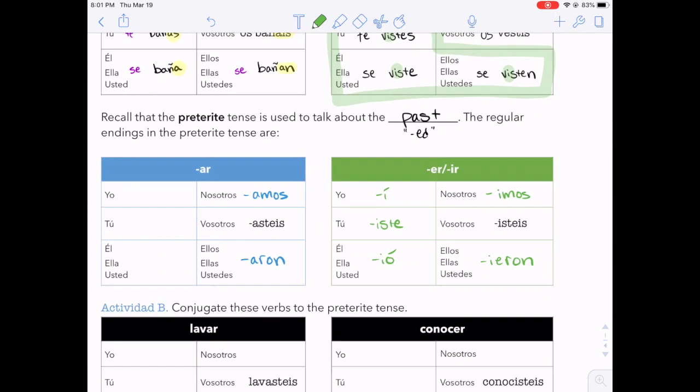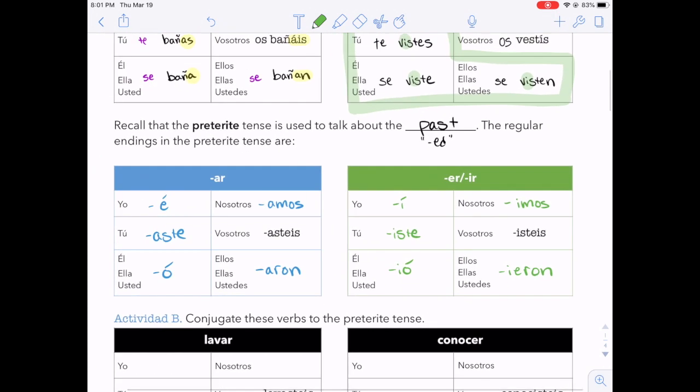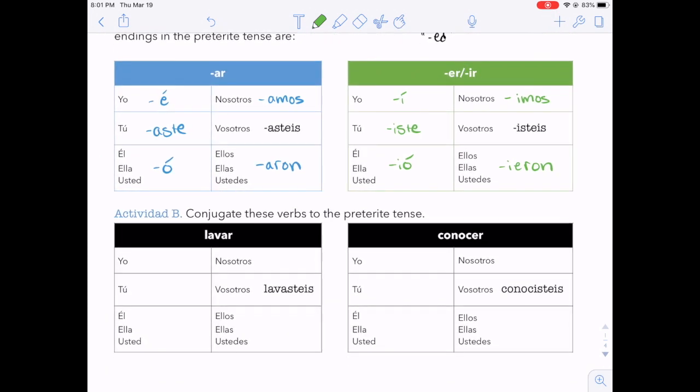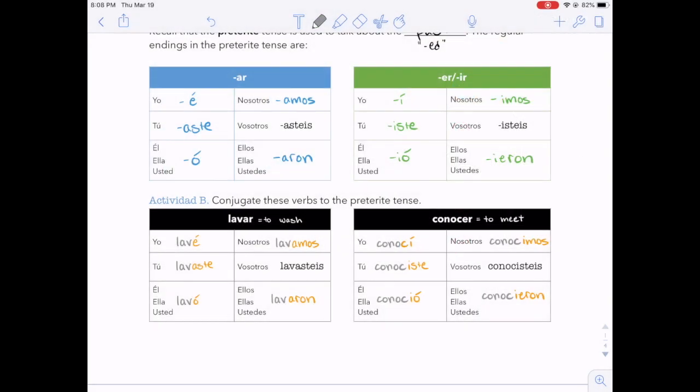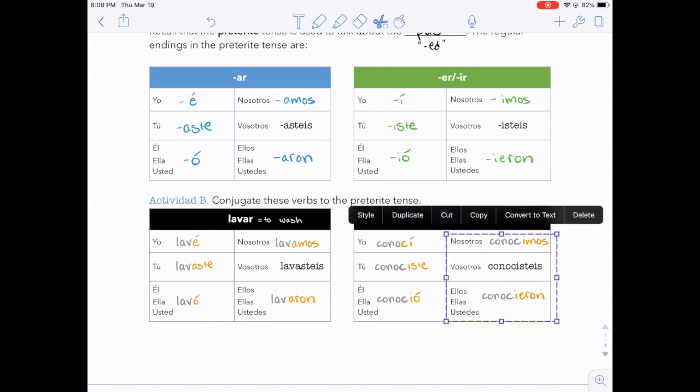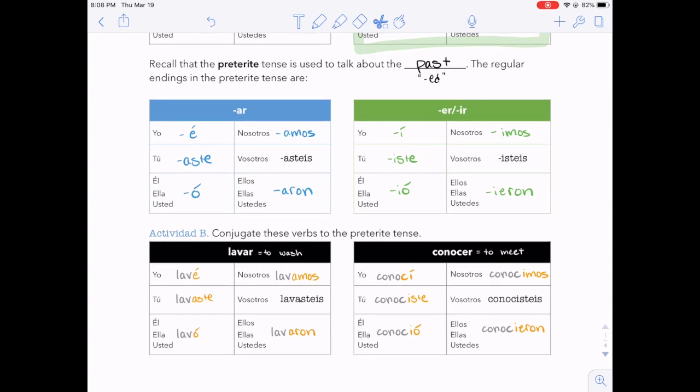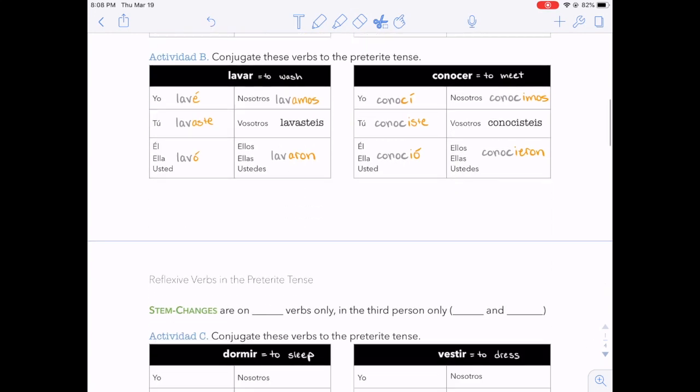Now that we have those in place, go ahead and pause the video and conjugate your regular verbs lavar and conocer. Alright, now that you have conjugated lavar and conocer, go ahead and check that you have lavé, lavaste, lavó, lavamos, lavasteis, lavaron, and conocer, to meet, becomes conocí, conociste, conoció, conocimos, conocisteis, y conocieron.